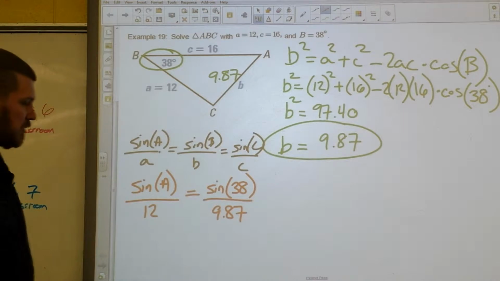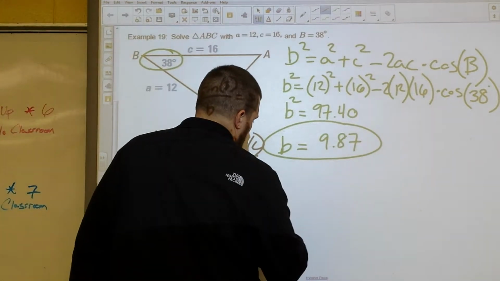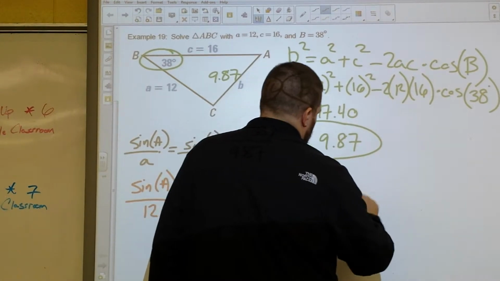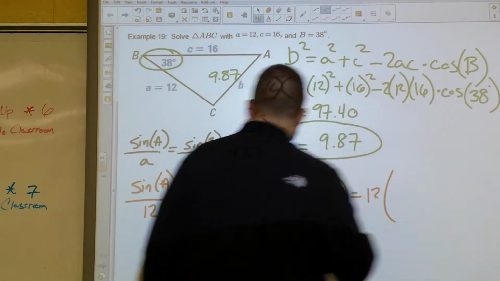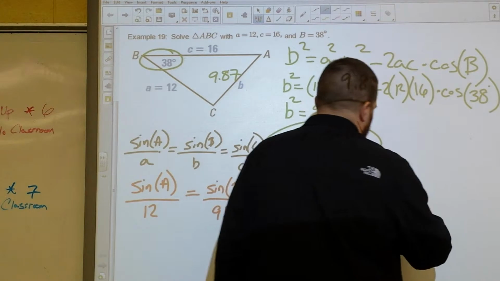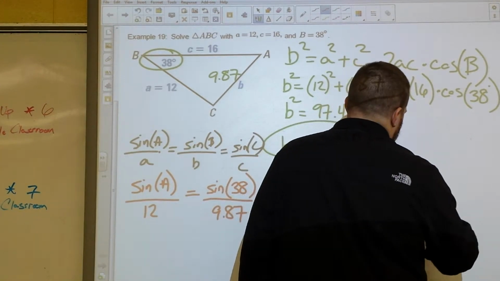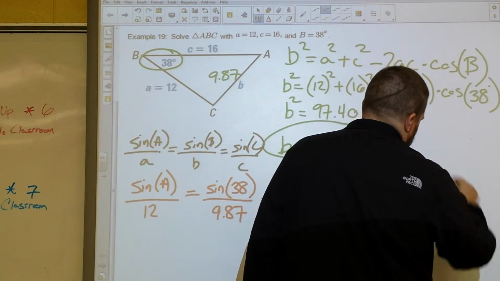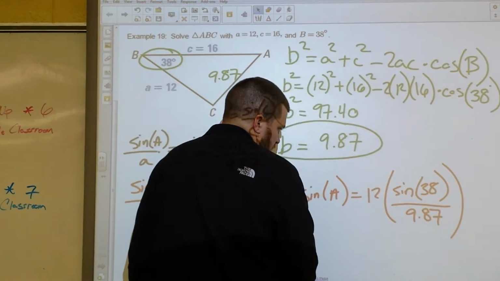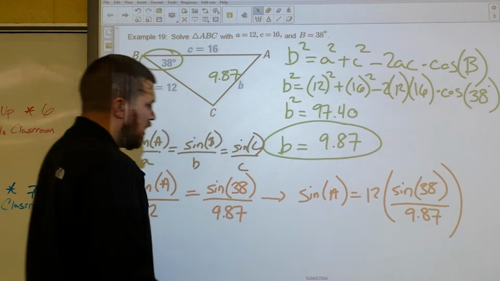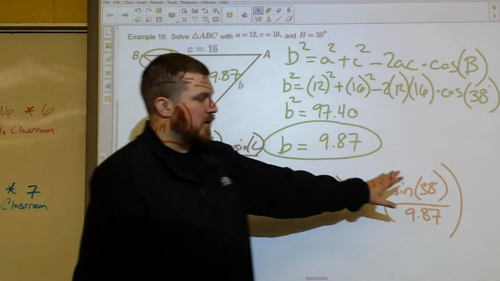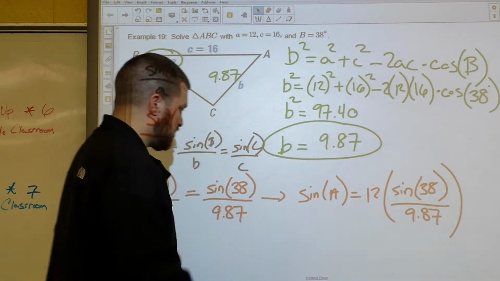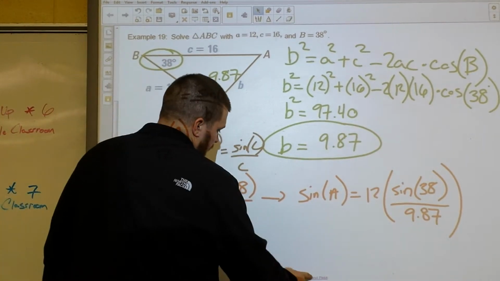To do that, I'm going to multiply by 12. So I end up with sine of angle A is equal to 12 times my fraction, sine of 38, divided by 9.87. Close parentheses because I have a fraction for the whole thing. I'm going to type this in my calculator, but again, I'm solving for angle A, not sine of A. So this is just a halfway point.